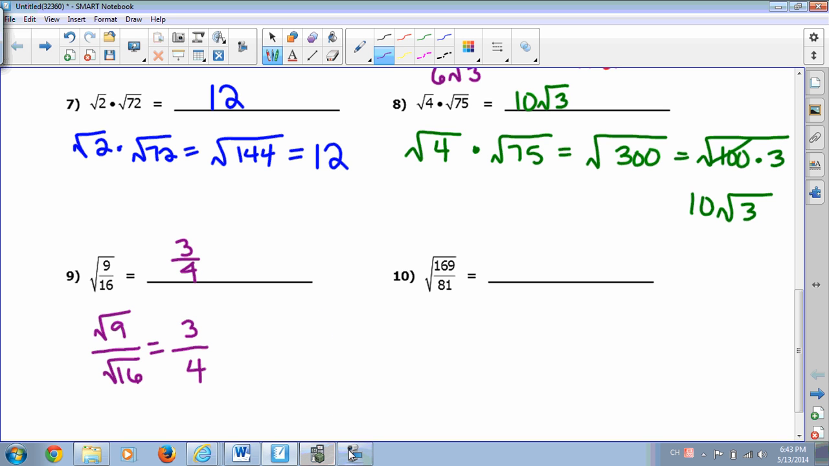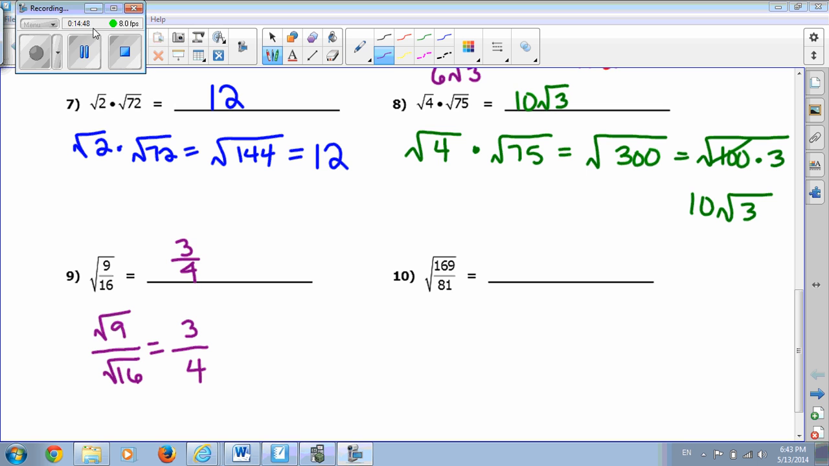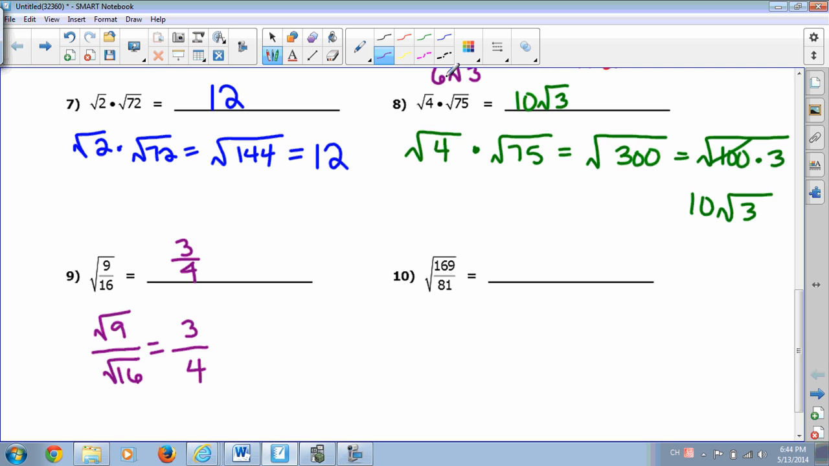Okay, I want you to pause this video and go ahead and try number 10. Okay, let's look at number 10 and finish this off. The square root of 169 over 81 is the same thing as the square root of 169 divided by the square root of 81. Well, the square root of 169 is a perfect square, so the square root of 169 is 13, and the square root of 81 is just 9. So the square root of 169 over 81 is 13 over 9.